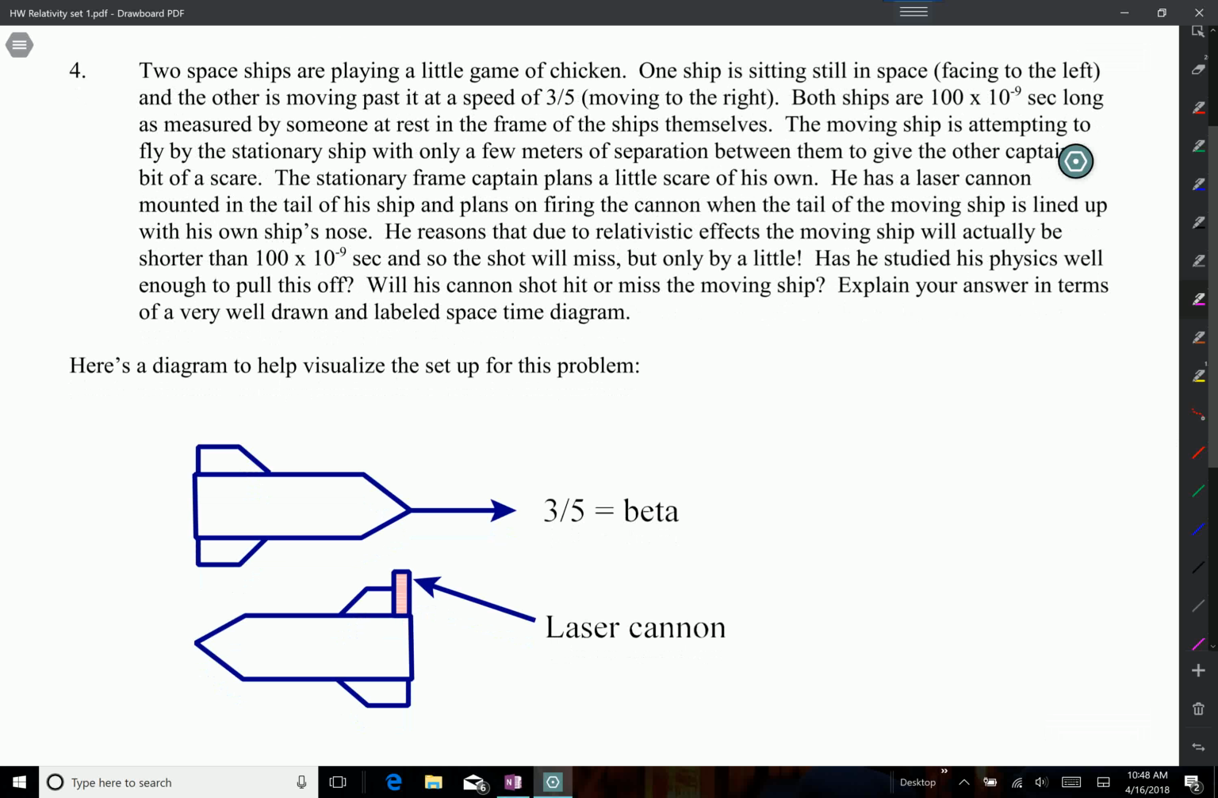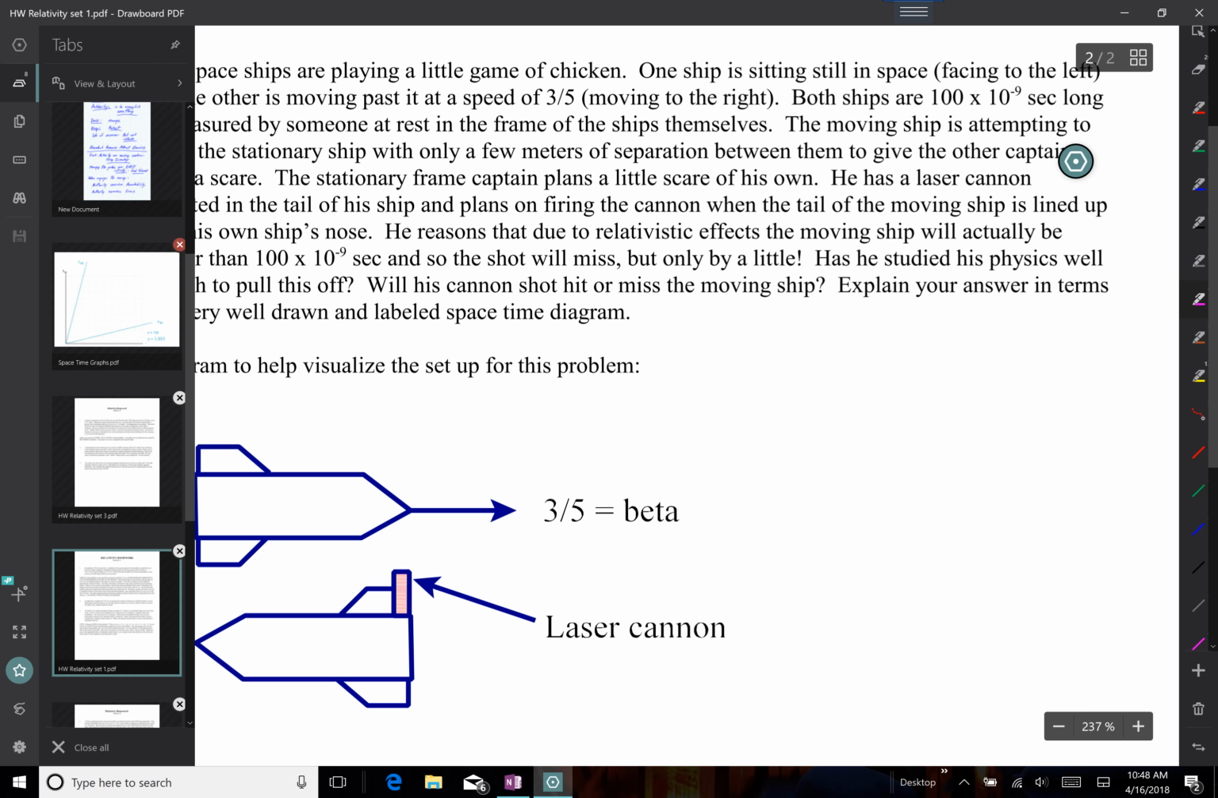two spaceships are playing a little game of chicken. One spaceship is facing left and the other is moving past at a speed of 3/5 the speed of light. They're both 100 nanoseconds long as measured by somebody in the frame where the ships are at rest. And then we're going to fire a cannon and blah, blah, blah. So here we go. Let's try and make some kind of a diagram for this.